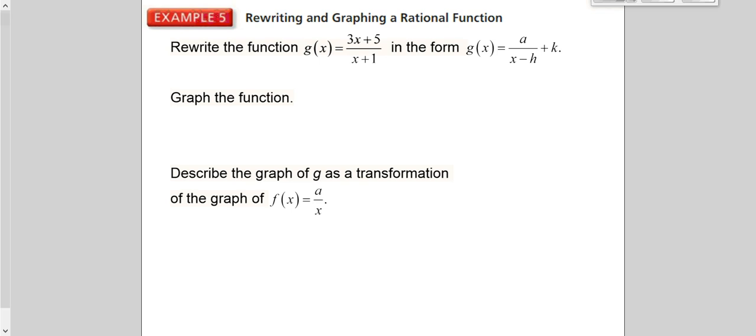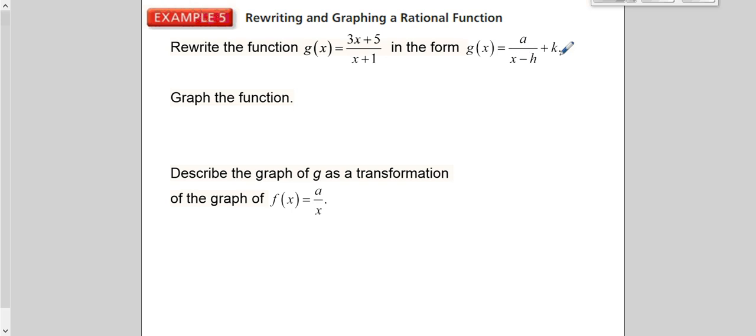Example 5. We want to use the skills we were just working on. Adding fractions together, getting common denominators, simplifying fractions, and apply that to example 5. In a previous section, we did 3x plus 5, and we divided by x plus 1, and figured out that we could get a whole number, and then our remainder became the fraction. Well, there's another way to do this.